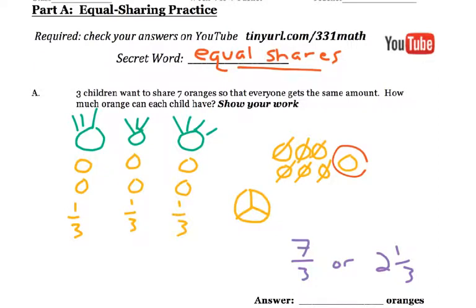And so now, if I want to see what each student gets, I see that each student got 2 wholes, which I can write as 2, and then they also got one of these pieces. And these pieces are a third of another orange, so in total, each student gets 2 oranges and 1/3 of another orange.